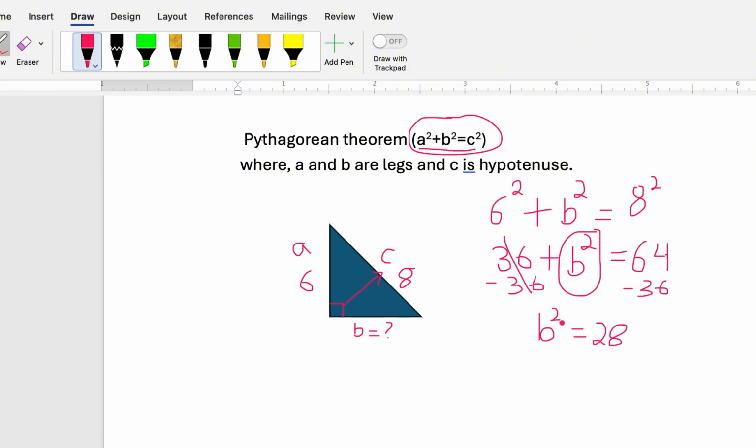We got up to B squared, but our goal is to get to B, right? What is the opposite of to the power of 2? Remember, when we have an exponent, we can multiply by the exponent of one half, which is similar to saying square root. We did radicals before, so we have to put the square root on both sides. The square root and the square cancel each other to give me B, and I get the square root of 28.